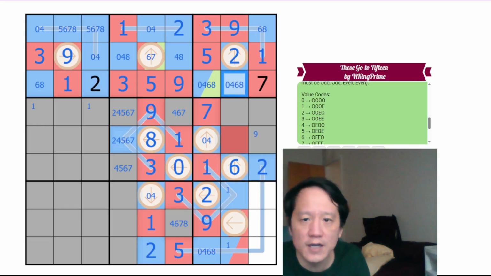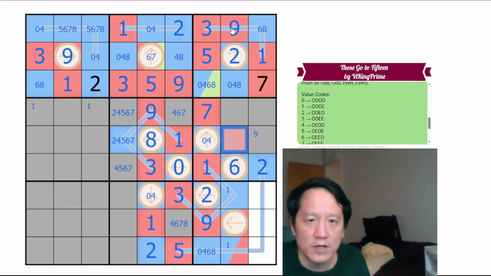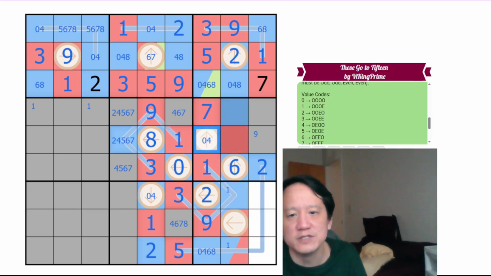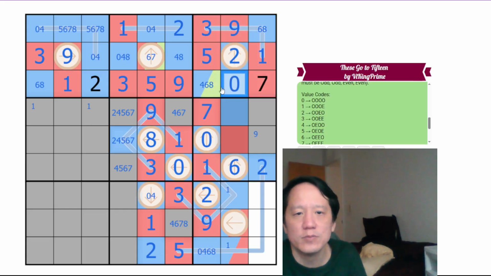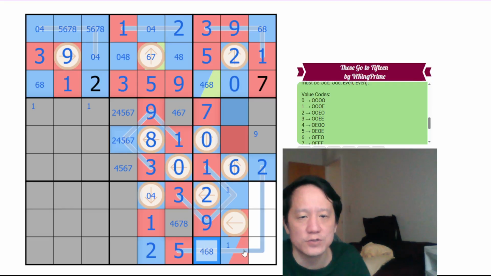That means this cannot be 6 here. We have 1 guaranteed odd. So this cannot be odd. This is even. It could be the sum of 2 digits. This is now odd, odd, which means this is a 0. So this cannot be 0 here. Where is 0 in box 3? It has to be here because it can't be here or here. Therefore, this can't be 0 here. It's 4, 6, or 8.